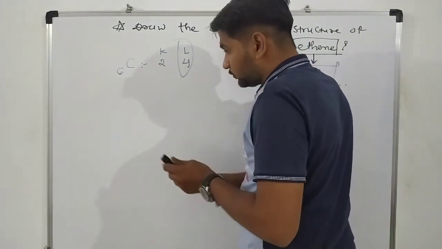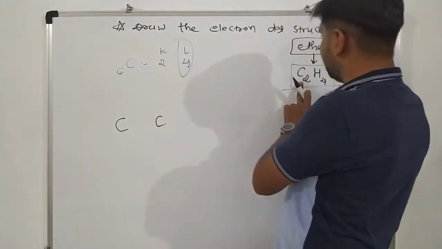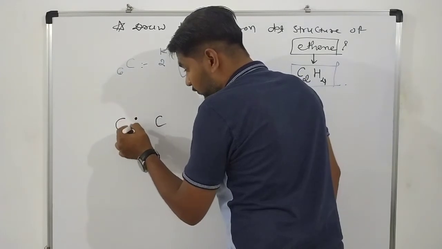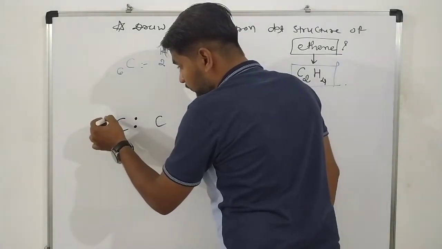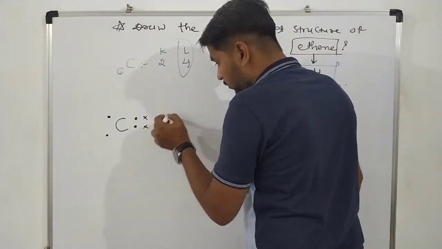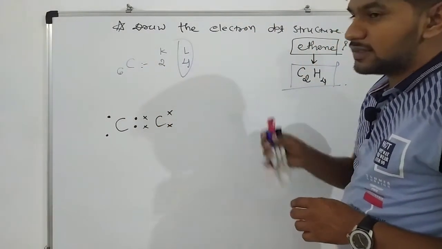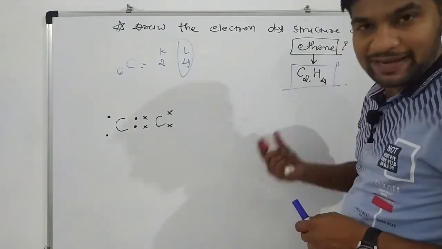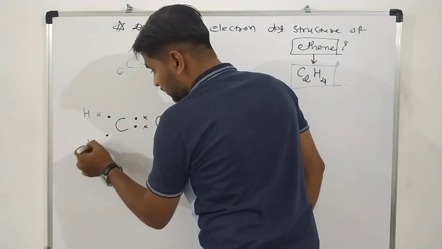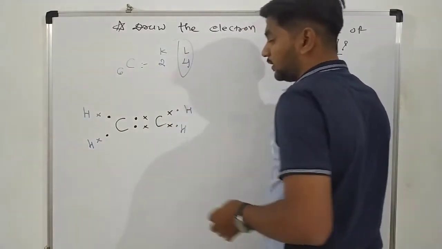So let's see, first there are 2 carbons in ethene, so C2H4. This carbon has its 4 valencies, 4 electrons, 1 2 3 4. This carbon has its 4 electrons, 1 2 3 4. Now the other valencies are satisfied by sharing with hydrogen. So here hydrogen and its electron, hydrogen and its electron, hydrogen and its electron, hydrogen and its electron.